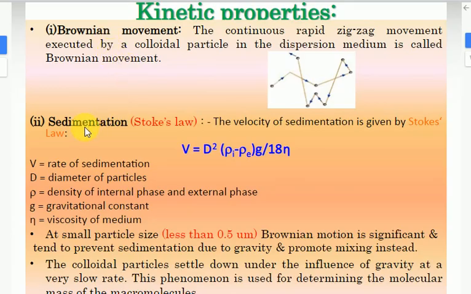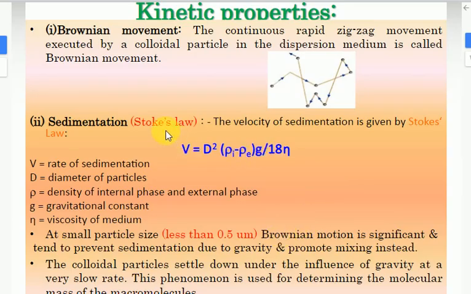Next, the sedimentation process. You know very well, the sedimentation process was already discussed here. The colloidal particles have charge, no? So the particle size is small, just less than 0.5 micrometers. Brownian motion is significant and tends to prevent sedimentation due to gravity and promotes mixing. It means the particles are always continuously moving.